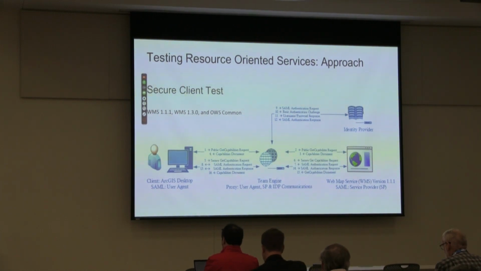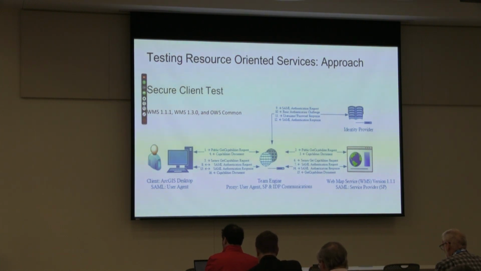But here you see the main workflow architecture of what we did. We have a client that connects to TEAM Engine, which is this web validation tool that OGC provides to validate the tests. Then we need an identity provider. Then we go to the service, for example, WMS, which provides this information to the client.